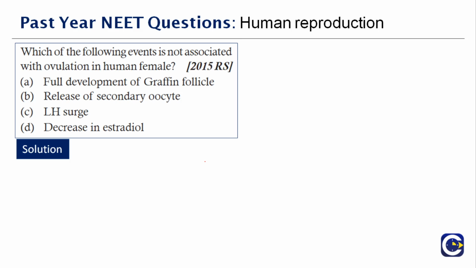In the human female reproductive system, during ovulation, LH surge takes place due to the hypersecretion of estrogen, which induces a positive feedback to the anterior pituitary for the secretion of LH. So the two important female sex hormones are estrogen and progesterone.